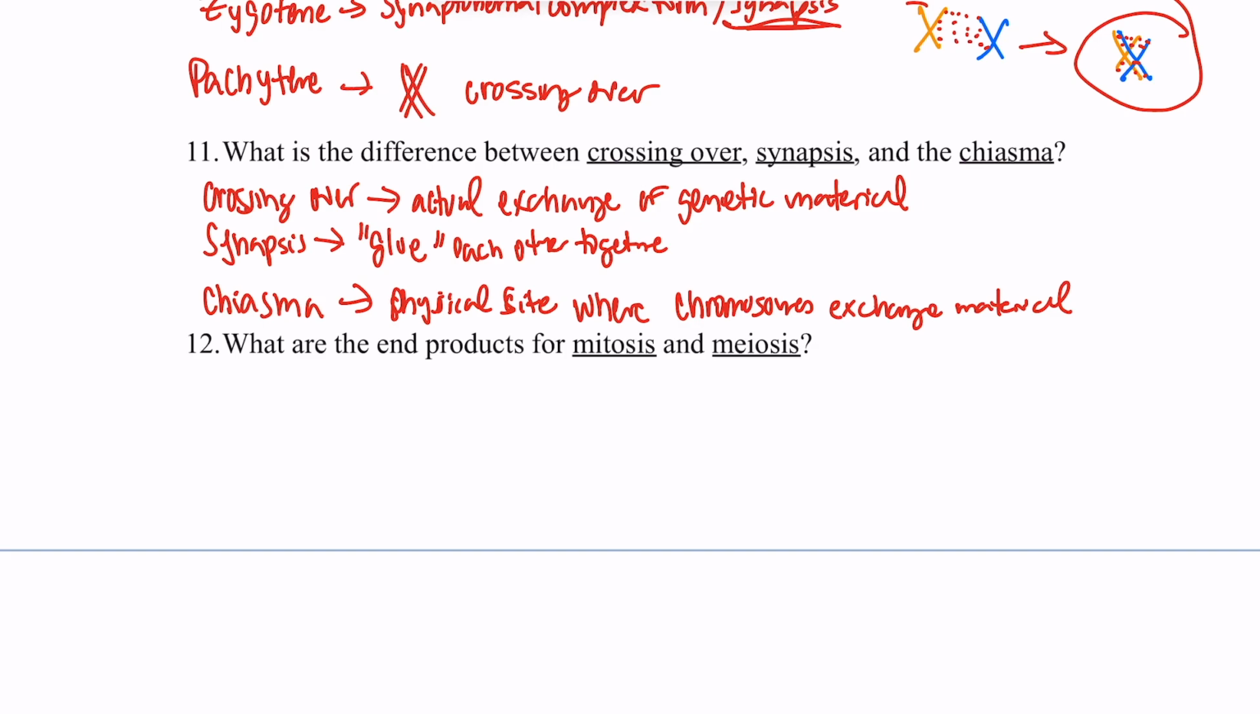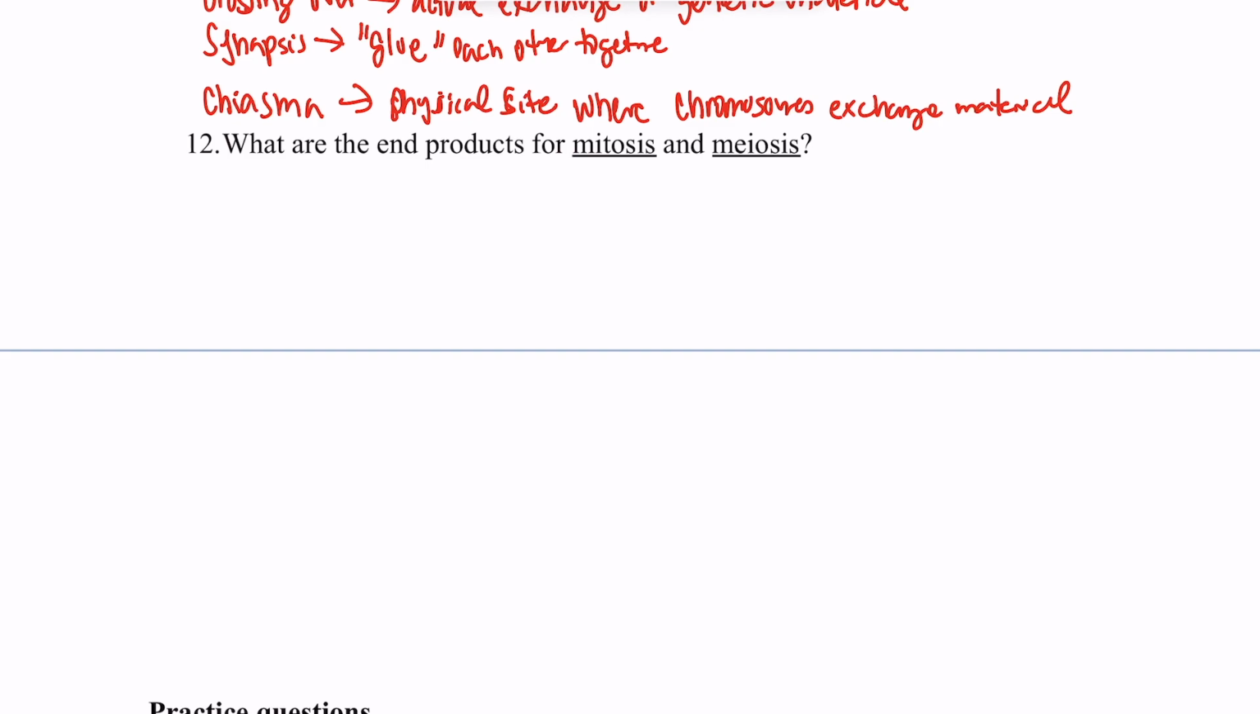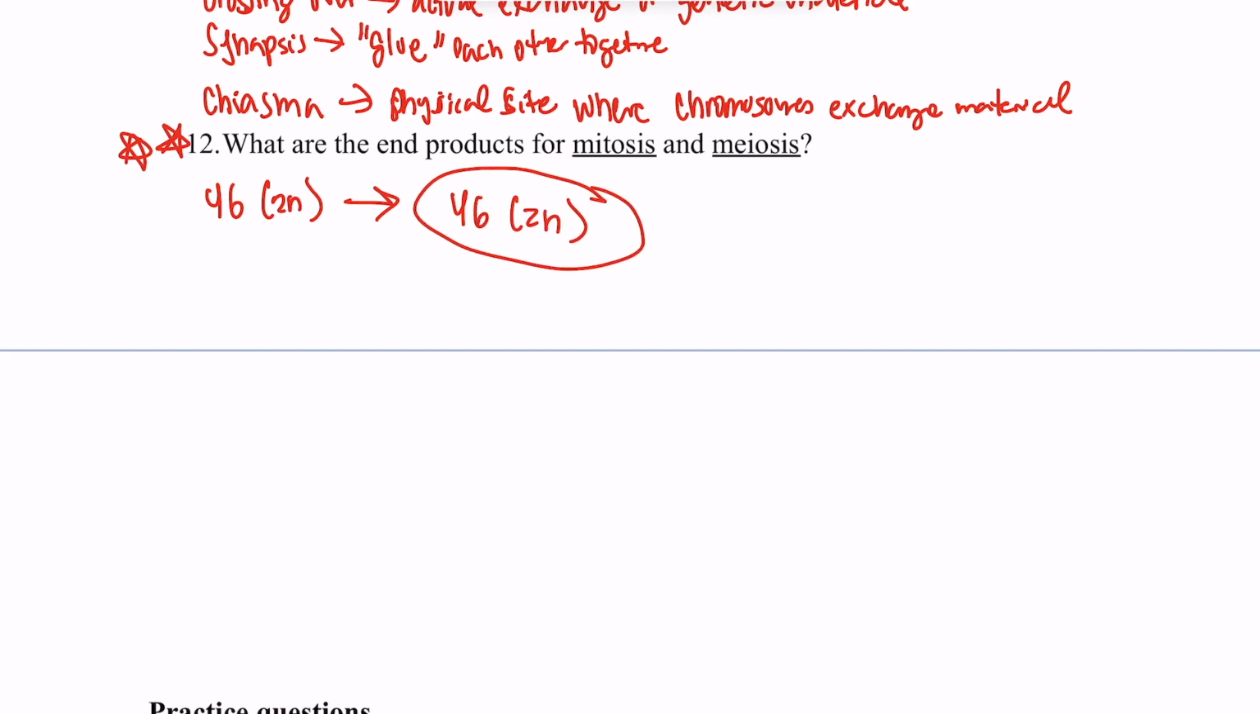Okay, question 12. What are the end products for mitosis and meiosis? This is a super important one. I put a star next to it. This is a highly testable topic. We should know this. This should be reviewed, but in case you don't, for mitosis, and let's use humans as an example, we're going from 46 chromosomes, which is 2N, to two cells. It kind of looks confusing. We're going to have one cell that's 46, 2N, and another cell, which is the same. So we're going from one diploid cell to two diploid cells.